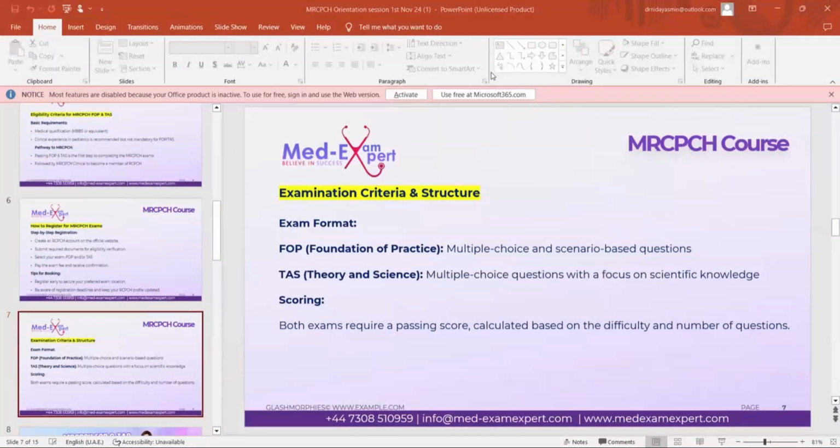Dr. Raza, you have asked the question: will the questions be from pediatrics or general? No, it's a Royal College pediatric exam, so all of the questions are from pediatrics, whether in foundation of practice, theory and science, or the AKP. They will ask questions related to pediatrics and child health, and they consider the pediatric category from newborn up to the age of 18.